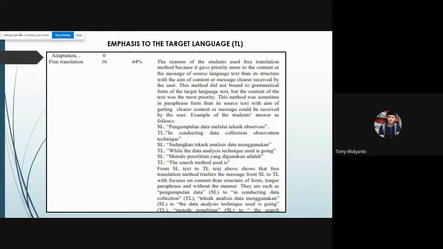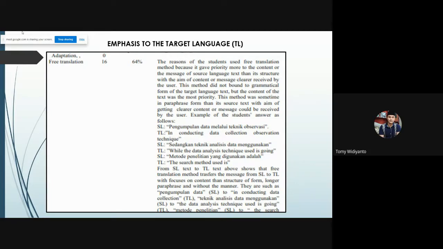Yeah, and then we're going to talk about the methods that emphasize the target language. The first is free translation, because in the adaptation method there is no preference that the students made here. There are 16 free translations that students have made, and the percentage is 64%. The reason is this method is not bound to the grammatical form of the source language text, but the content of the text was the most priority. This method sometimes paraphrases the source text with the aim of getting clearer content or message that could be received by the user.